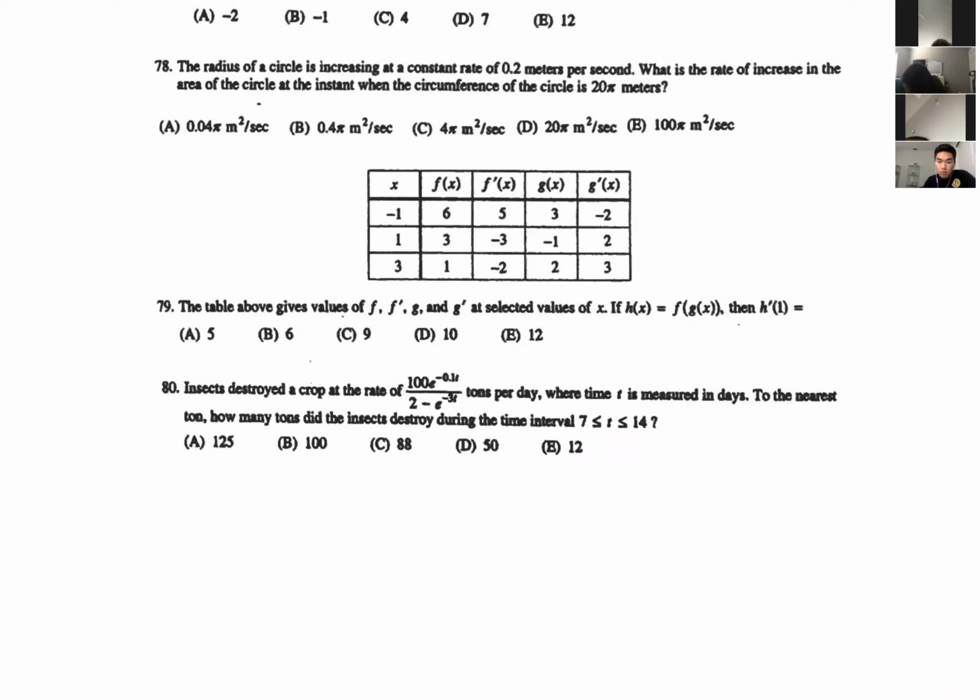Okay, so on 78, it says the radius of a circle is increasing at a constant rate. So here we're trying to translate this into calculus language. Increasing at a constant rate of 2 meters per second. So what that means is dr over dt is, if it's increasing, it's going to be positive. If it's decreasing, make sure you use a negative sign. Here it says it's increasing at a rate of 0.2 meters per second.